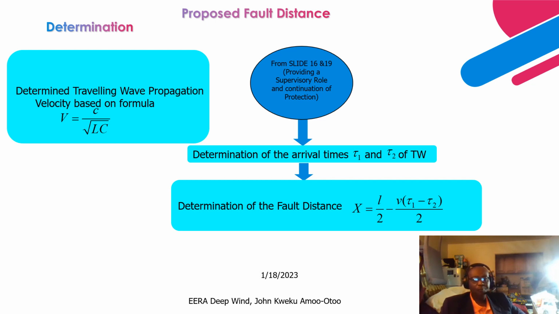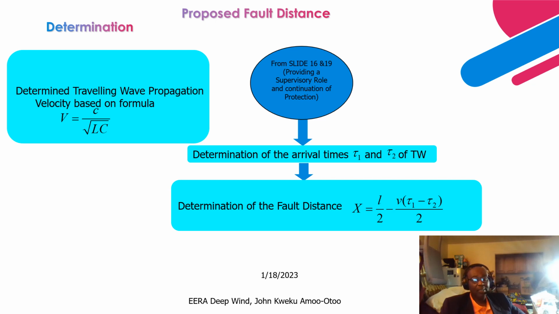So I have to determine the arrival times of the traveling wave, and the arrival time is based on the processing from machine learning, the time duration, and also determination of the wavelet coefficients of the fault signal. So the velocity can be calculated. You have C, which is the traveling speed of light, 3 × 10⁸ meters per second.